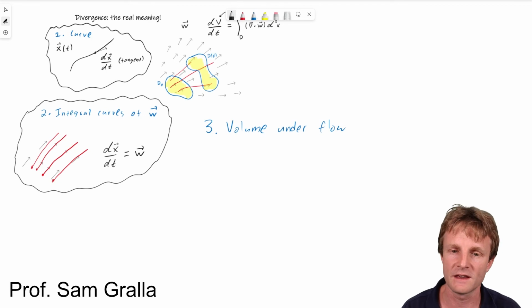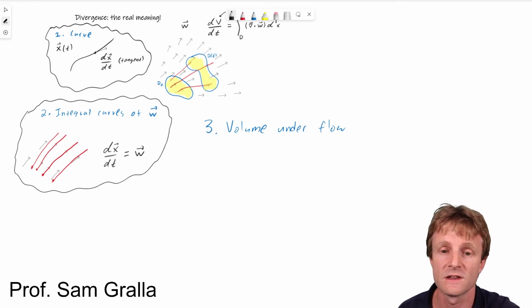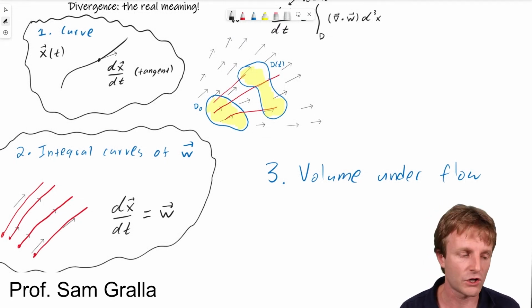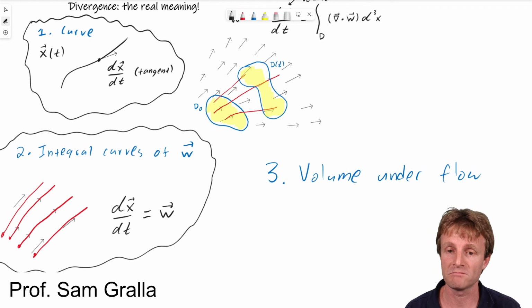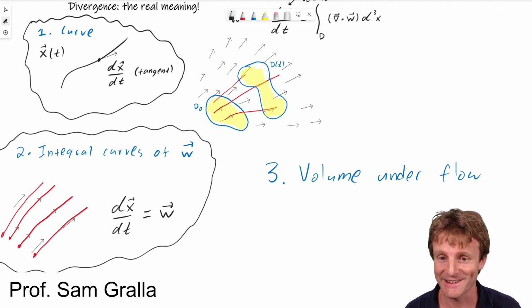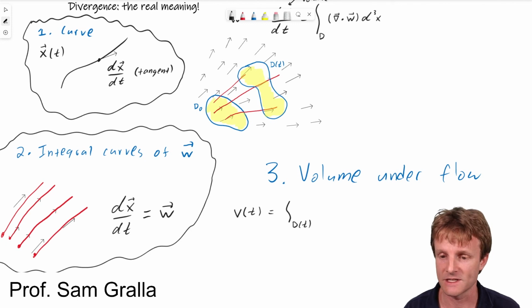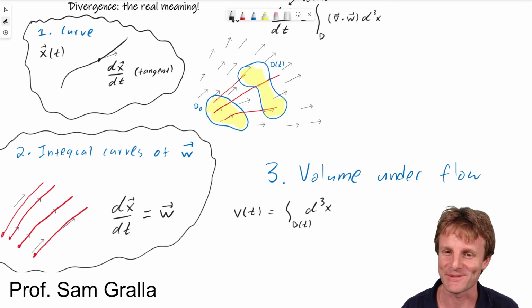So what's meant by this? Okay, so we're trying to talk about the volume of these regions, D0 and D of t. Now, what's the volume of a region? Well, it's just the integral d³x over the region, right? So let's write the volume at time t as just the integral over D of t of d³x. All right, couldn't be simpler.